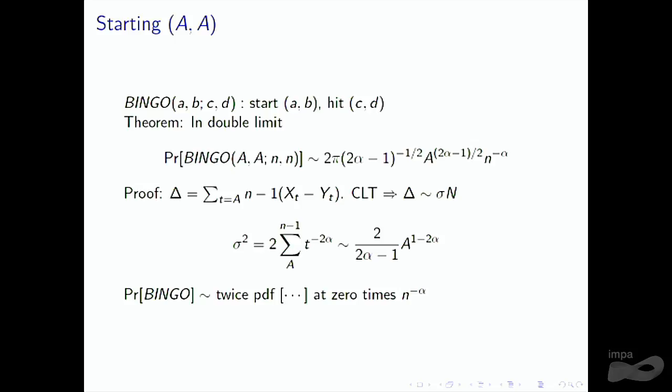Okay. Let me go back to bingo, but instead of starting at 1, 1, I start at some point A, B, and I want to end up at some point C, D. Well, so this is totally general. But in particular, I want to look at the double limit. I start at some point A, A, and I want to end up at N, N. And I want to take the double limit as A goes to infinity.